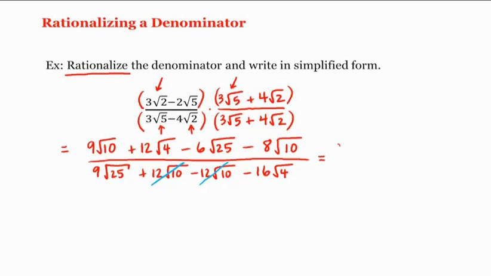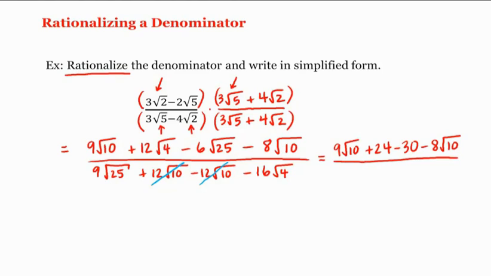We have 9 square root of 10, and then plus 12 square root of 4. But the square root of 4 is 2, so we have plus 24. And then minus 6 square root of 25, and square root of 25 is 5. So this is minus 30. And then minus 8 square root of 10.